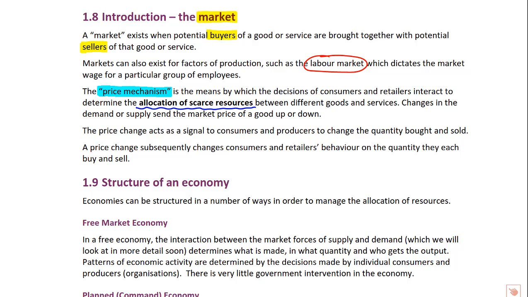In other words, if there's demand for a particular product, then the price mechanism should ensure that that product is produced and resources are diverted in order to allow that good to be produced. But if there's an excess of a particular good that's being produced, the price mechanism will spot that and resources will be diverted away from making too much of that product to making more of other products that people do want to buy. So that's what we mean by market and price mechanism.